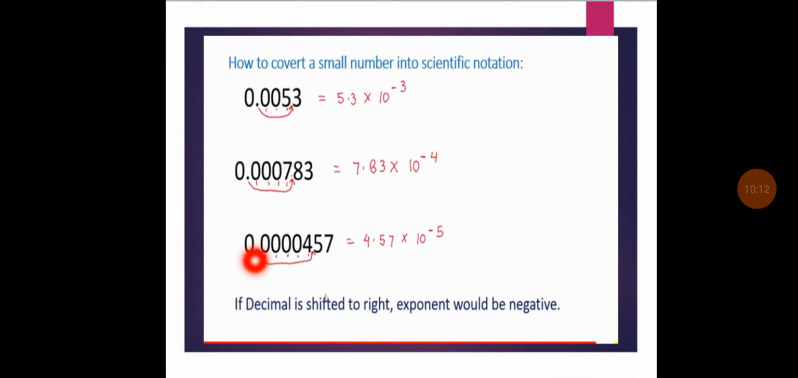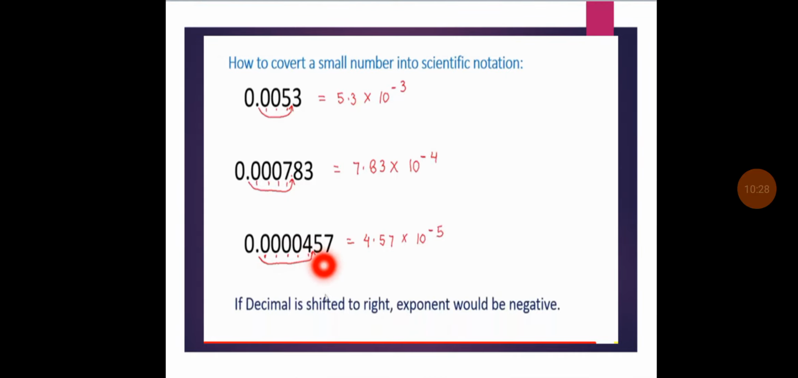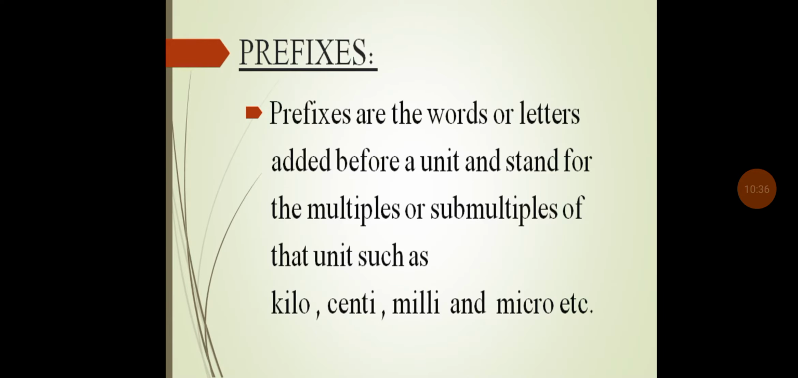Similarly, 0.0000457. The decimal is always put after the first non-zero digit and it will be minus 5. So the decimal is shifted to the right, the exponent would be negative. So I hope it's all clear to you about the standard form or scientific notation.